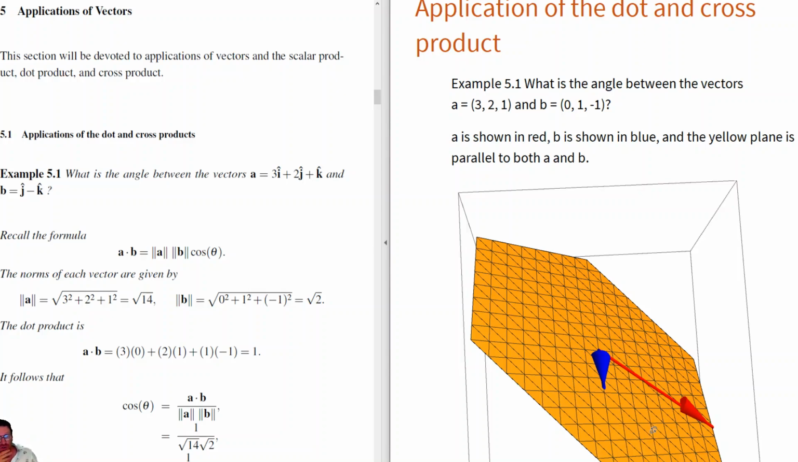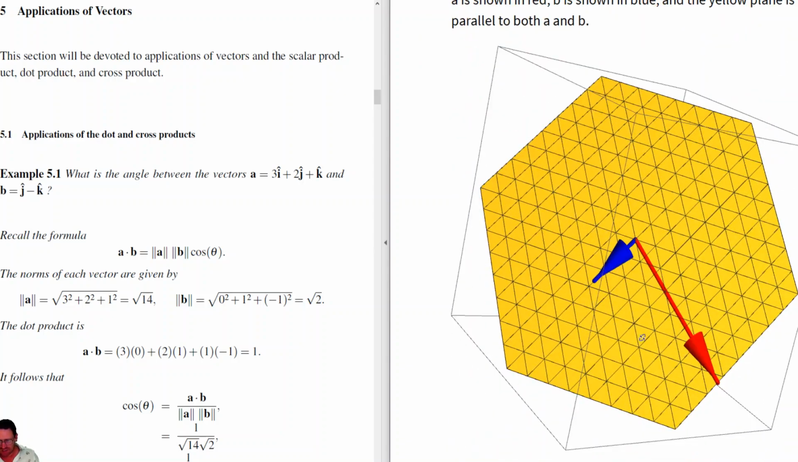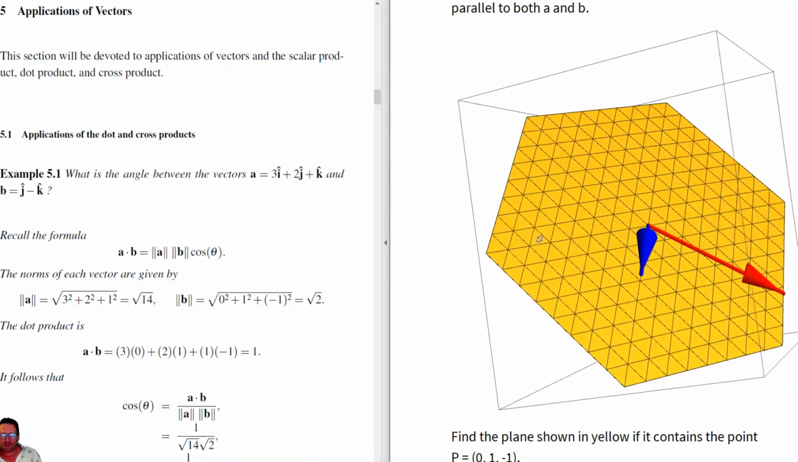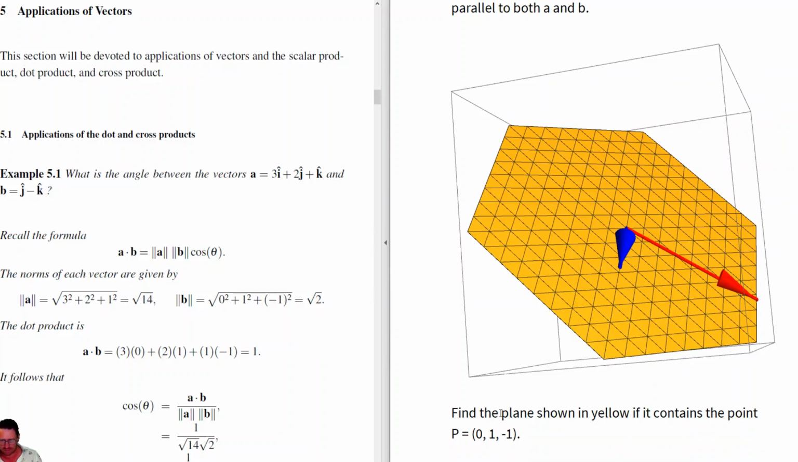Okay, so what you're doing when you're calculating the angle between two vectors, you're calculating the angle between the vectors, but here you can see what that angle should be, right? It looks like it's slightly less than 90 degrees, perhaps, right? Depending on the scale of this plot. All right, and I think after this, we're going to actually show you how to calculate the plane itself, with the understanding that the plane we're looking for contains the point (0, 1, minus 1).